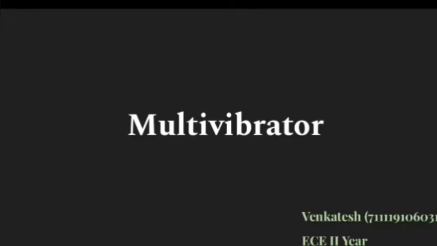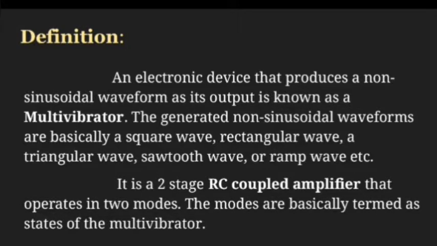I am going to explain about multivibrator. First of all, we see the definition of multivibrator. An electronic device that produces a non-sinusoidal waveform as its output is known as a multivibrator. The generated non-sinusoidal waveforms are basically a square wave, rectangular wave, triangular wave, sawtooth wave or ramp wave, etc.